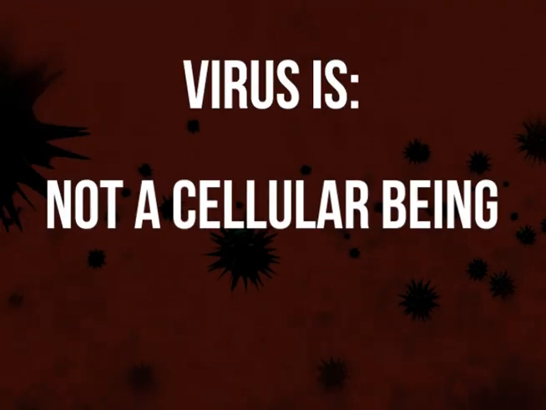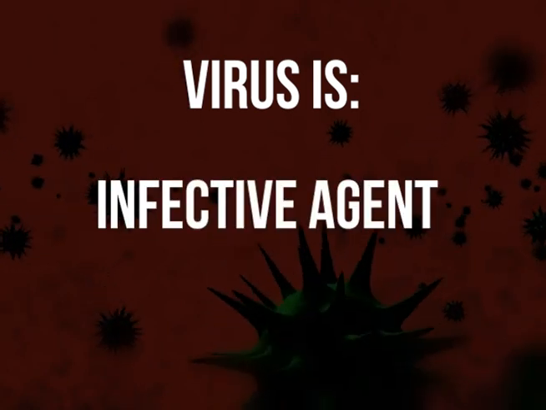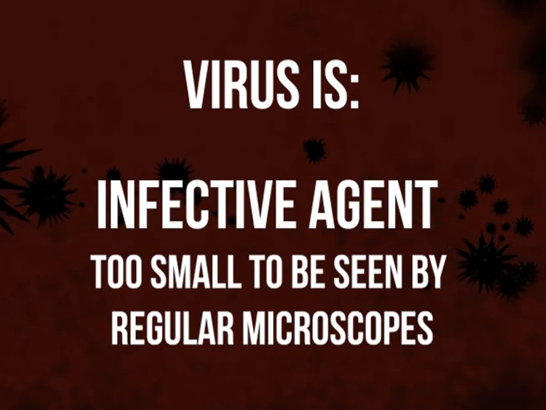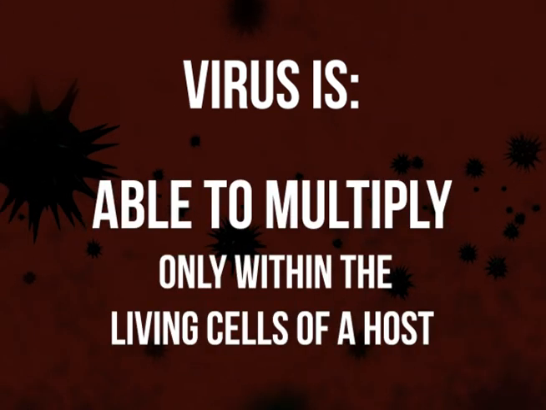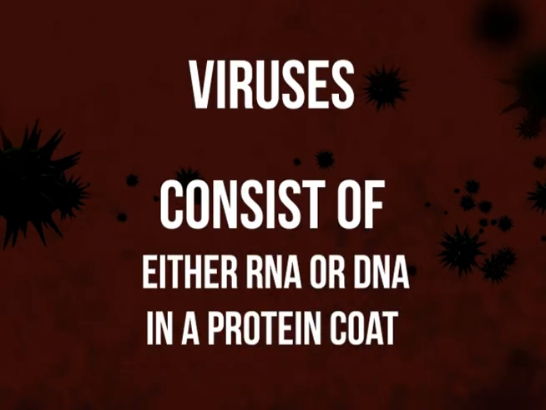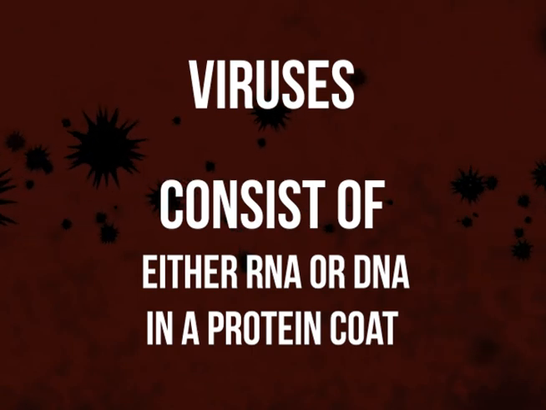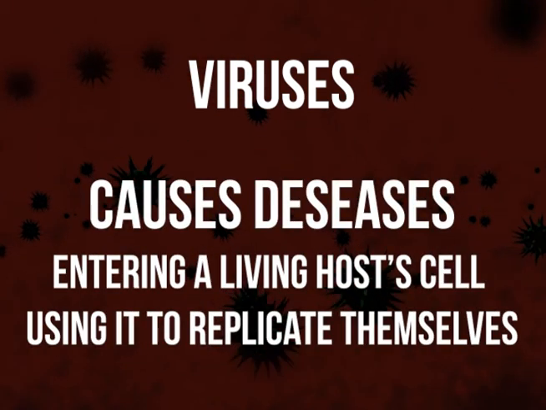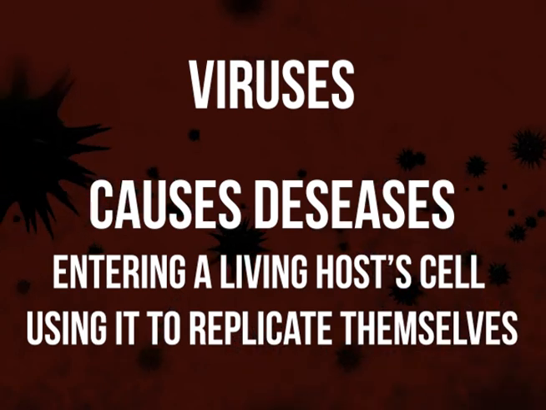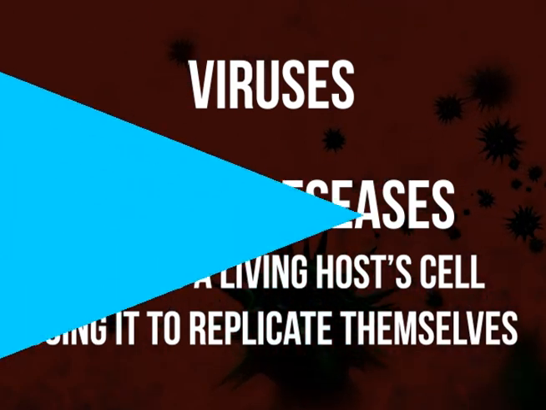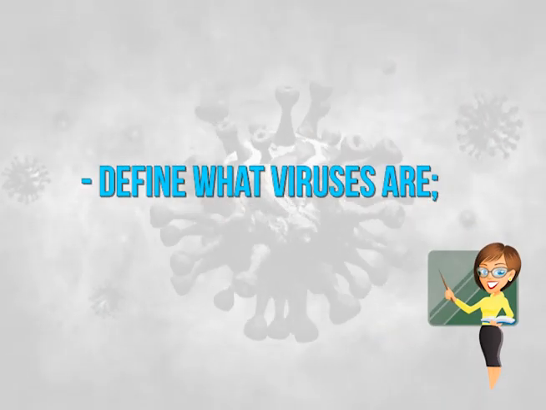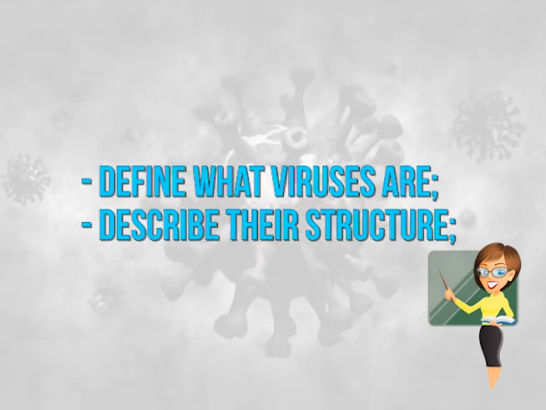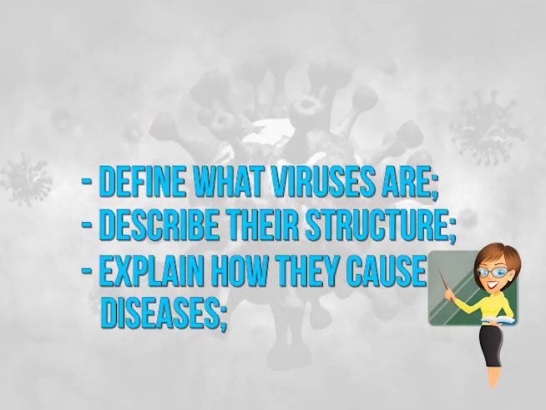Now let's do a quick lesson recap. A virus is not a cellular being. It's an infective agent that's too small to be seen by regular microscopes and is able to multiply only within the living cells of a host. Viruses consist of either RNA or DNA in a protein coat. They cause diseases by entering a living host cell and using it to replicate themselves. So by now, you should be able to define what viruses are, describe their structure, and explain how they cause diseases.